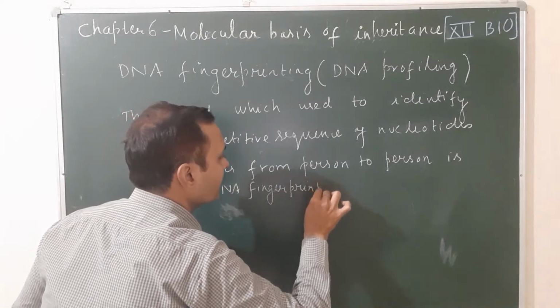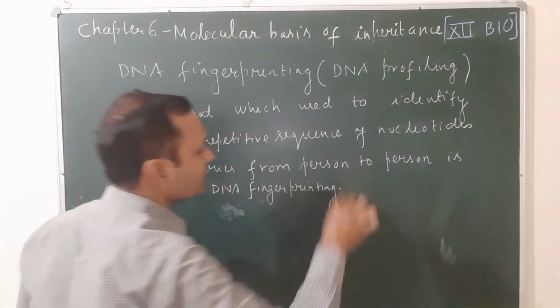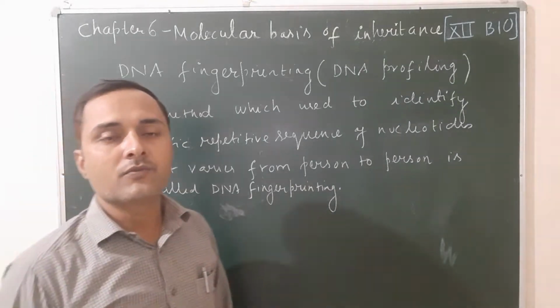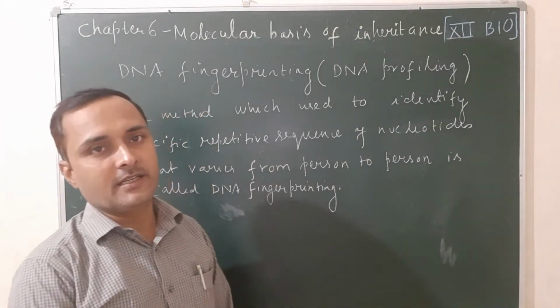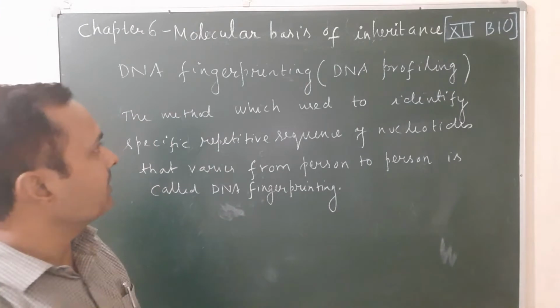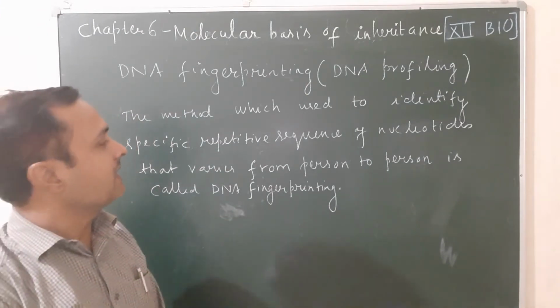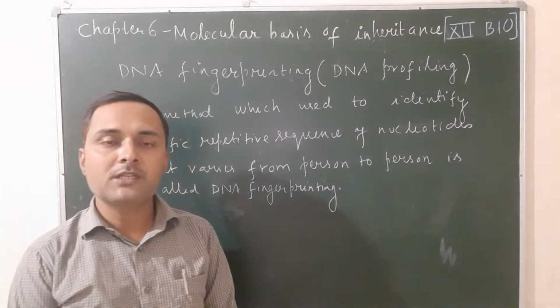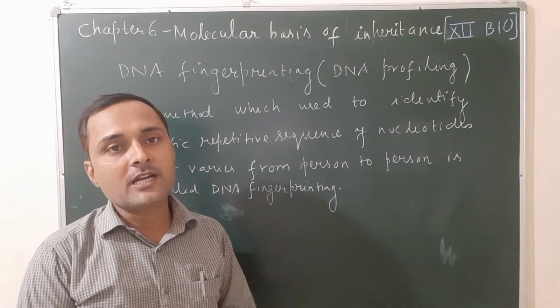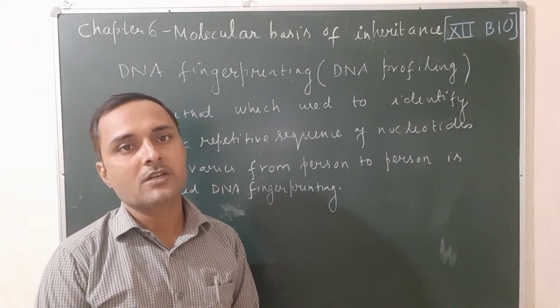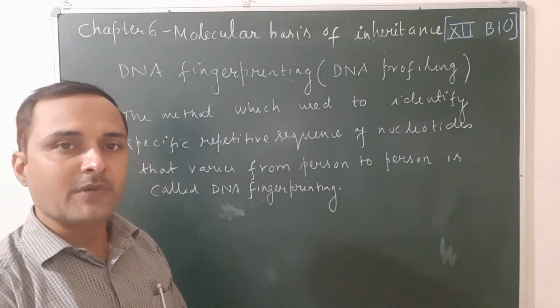This method is also used to find out a person's identity. So once again, what is DNA fingerprinting? You can see on the board: the method which is used to identify the specific sequence of nucleotides that varies from person to person is known as DNA fingerprinting.